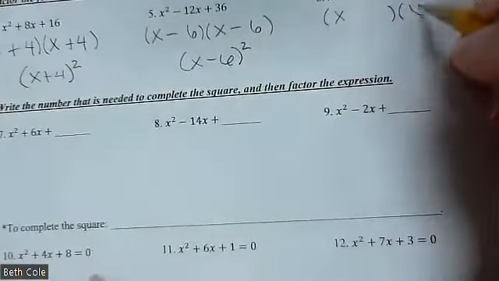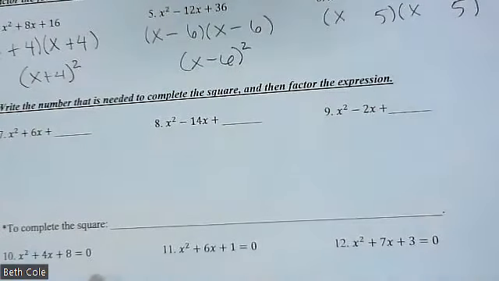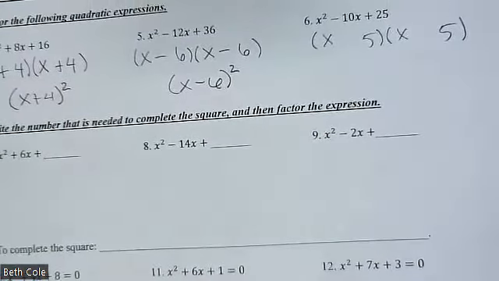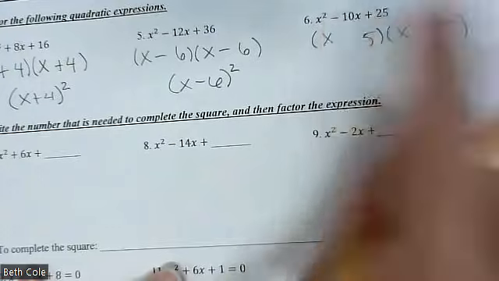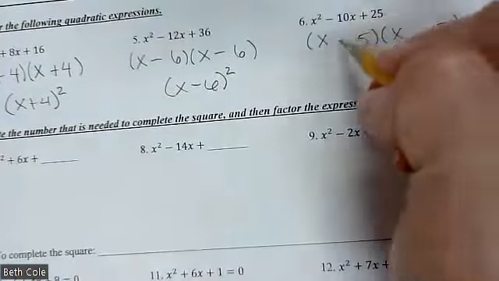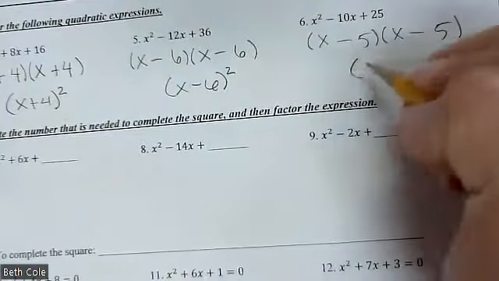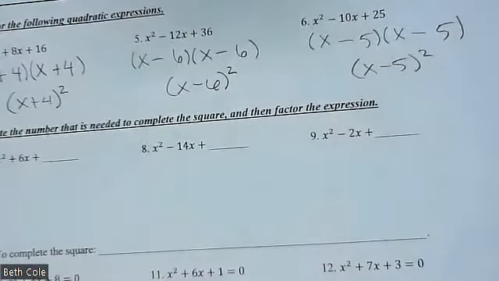So good. This one will be x and x, 5 and 5. And then what? Now, let's talk about that. If one was plus and one was minus, they would cancel out and you'd have nothing in the middle. So that won't work. They have to both be the same in this case. Good. Perfect. And so it'll be x minus 5 squared.